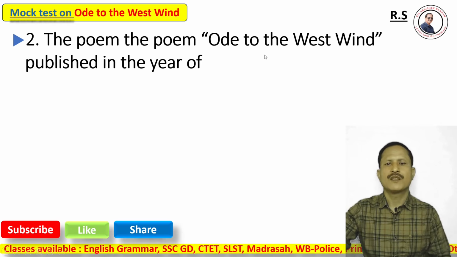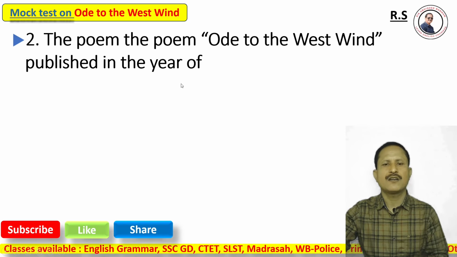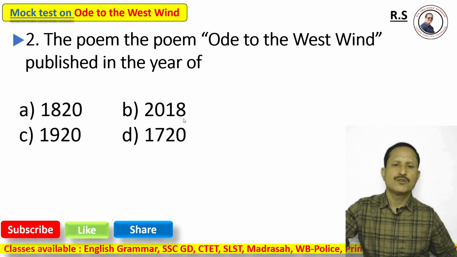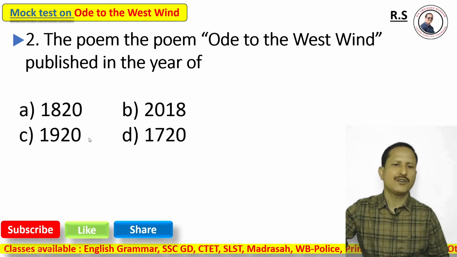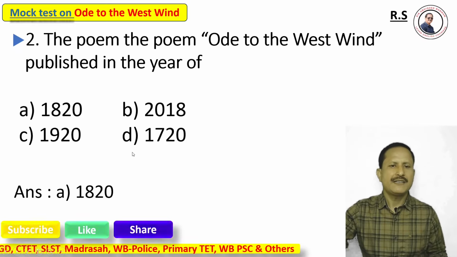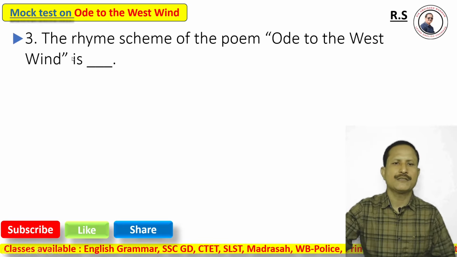Next question, question number 2. The poem Ode to the West Wind was published in the year of: option A, 1820; option B, 2018; option C, 1920; option D, 1720. Correct option is 1820.